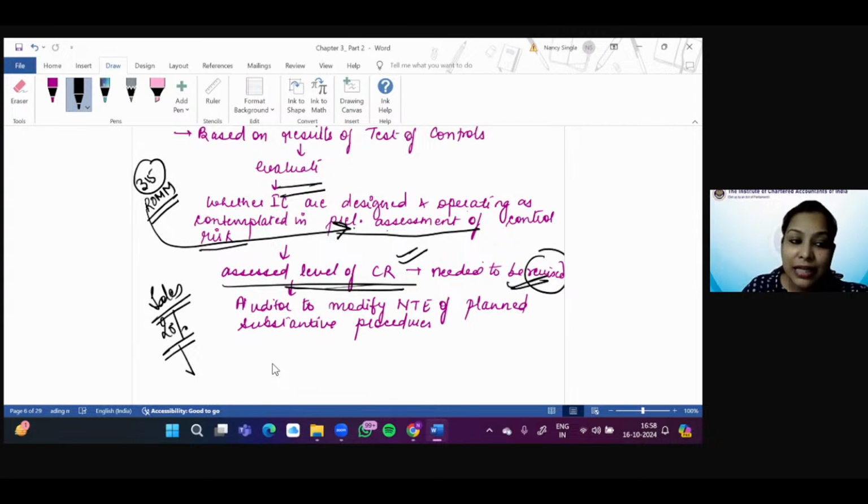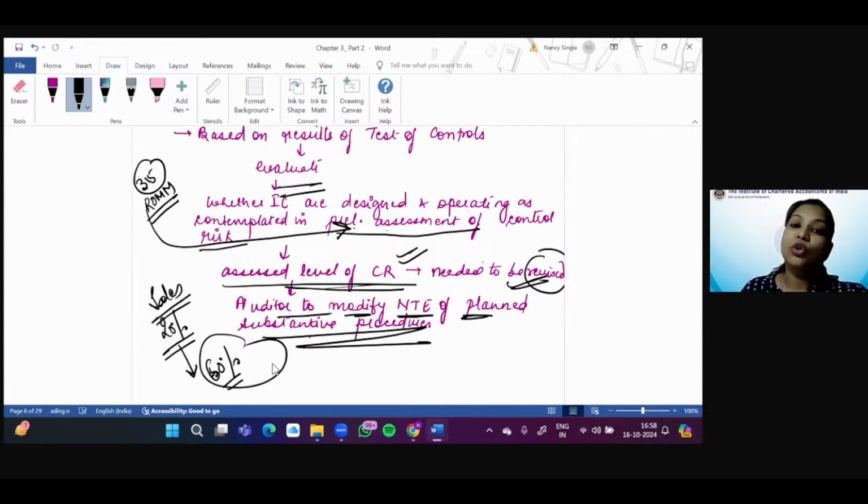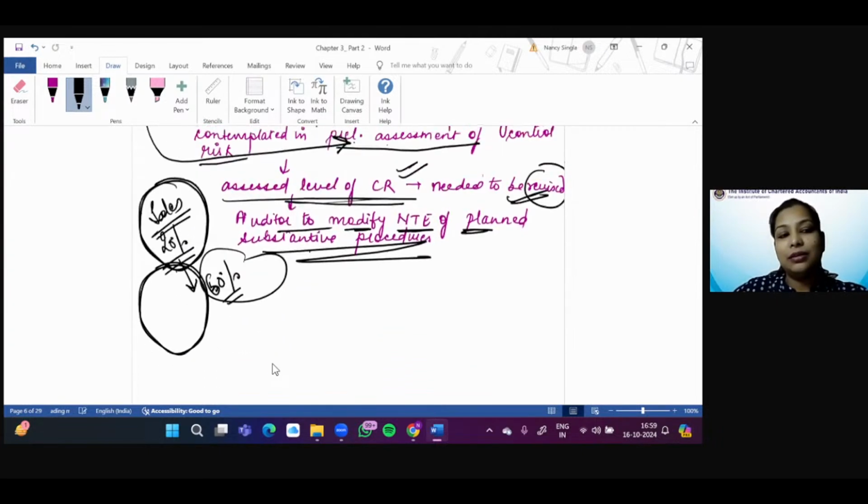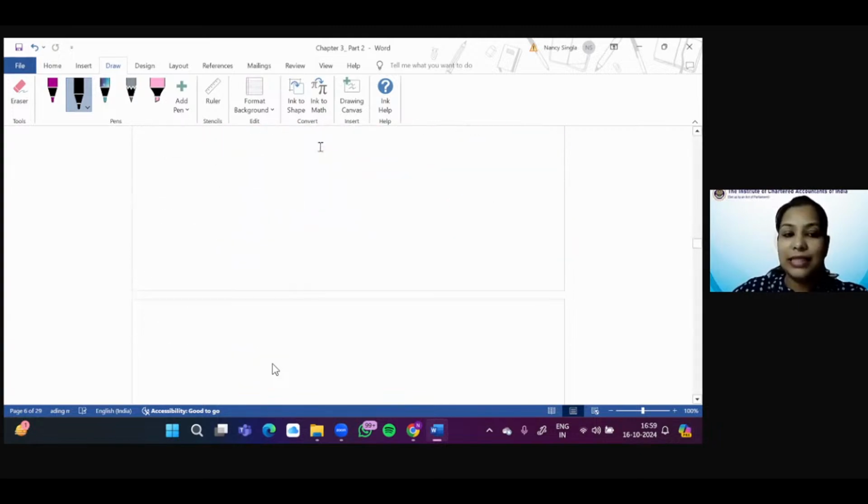Now, the auditor may decide that, okay, now I'm going to, let's say, check 60% of the sales transactions. So the auditor will modify the nature, timing, and extent of the planned substantive procedures. So now there will be an implication on the substantive procedures of the auditor. Why? Because based on his earlier assessment of control risk, he decided to check 20% of the sales transactions. But now, since his assessment of control risk has changed, he has decided to extend his substantive procedures by checking 60% of the sales transactions.